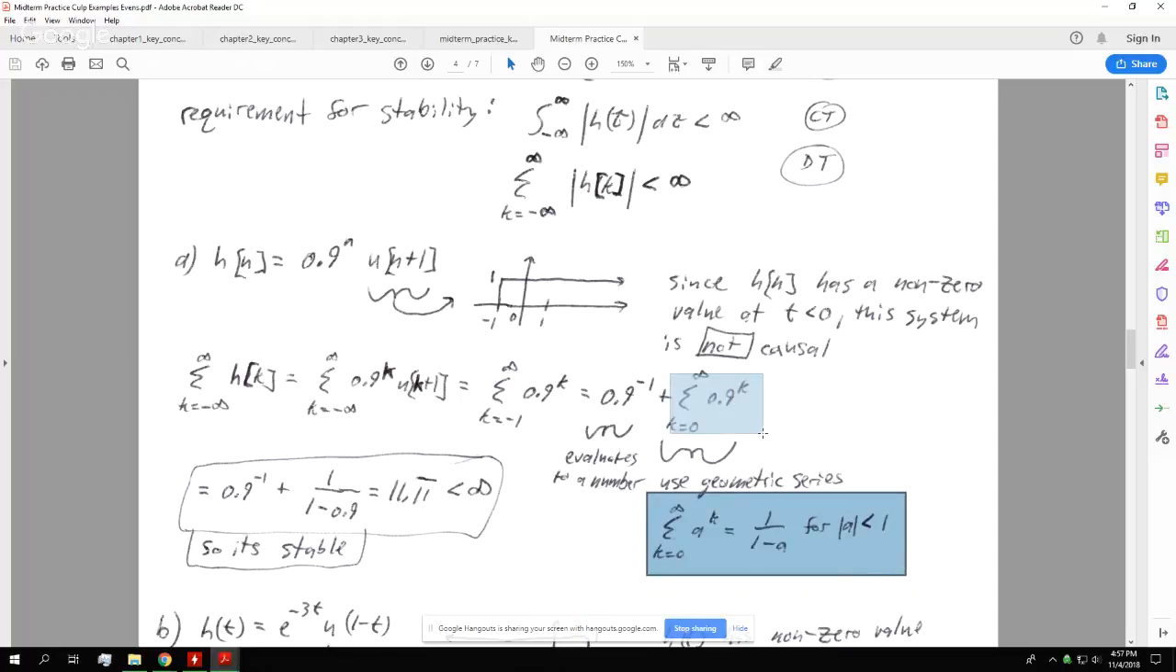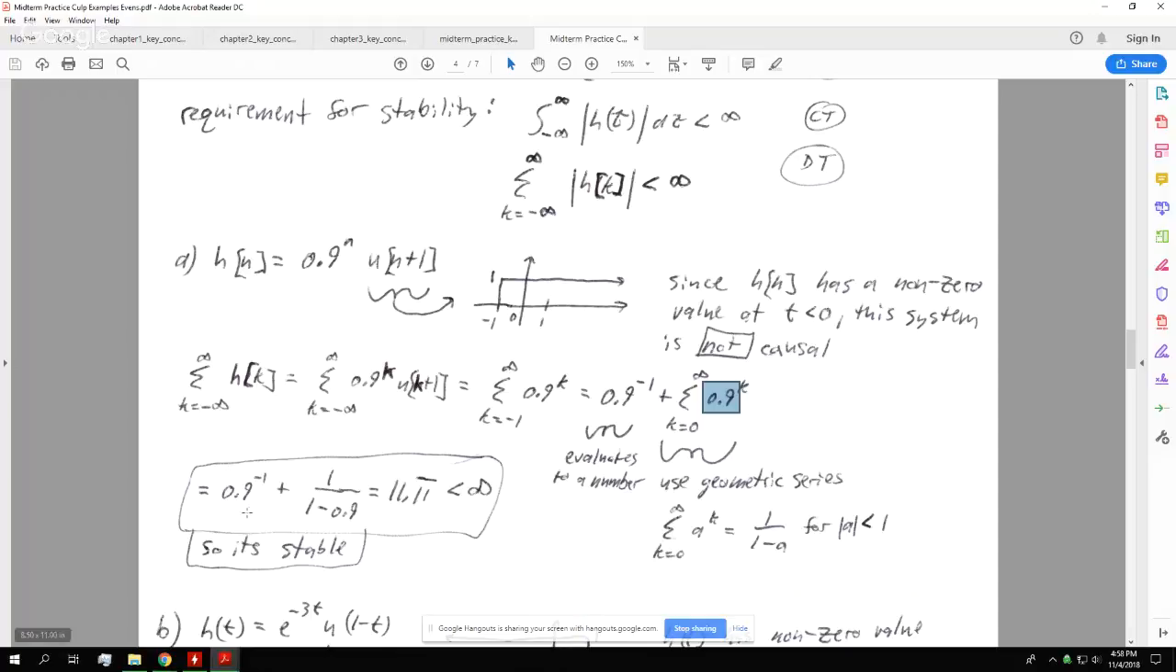So we can now put this into this form that we recognize as a geometric series from k equals 0 to infinity. Remember that we've already evaluated k equals -1 right here. And then what does this equal? Well, it equals this thing. So 1 over quantity 1 minus alpha, where alpha is 0.9.